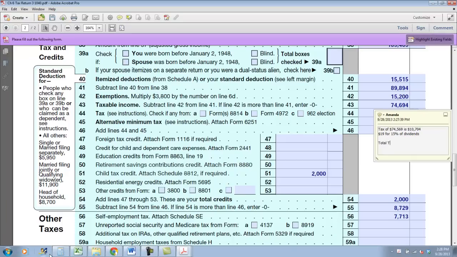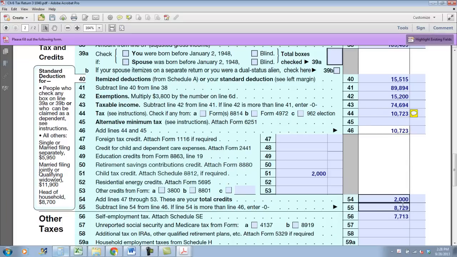Total tax is 10,704 plus 19 equals 10,723. So we saved a few bucks here. So I'm going to put that number in.